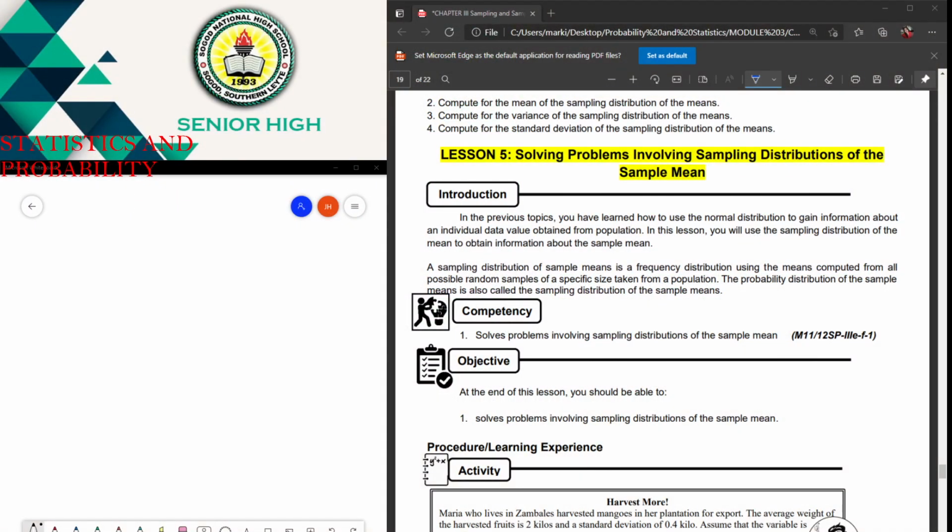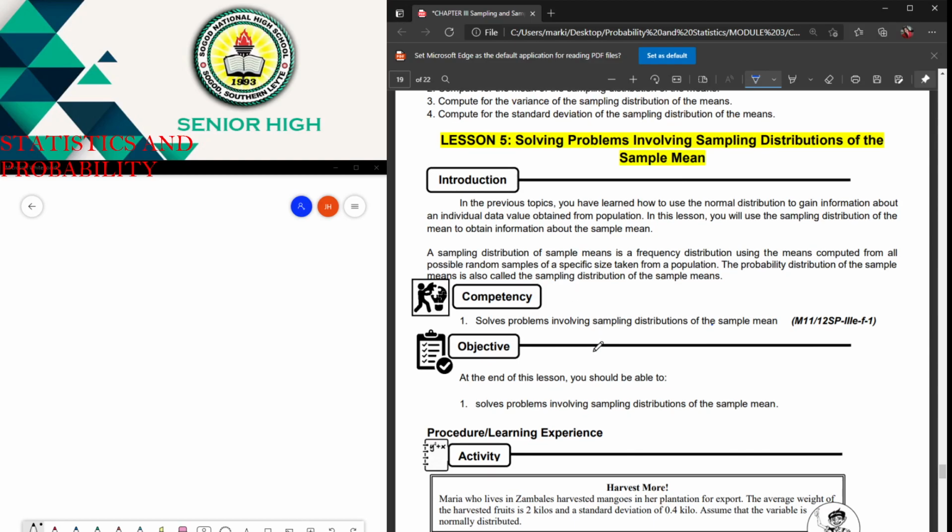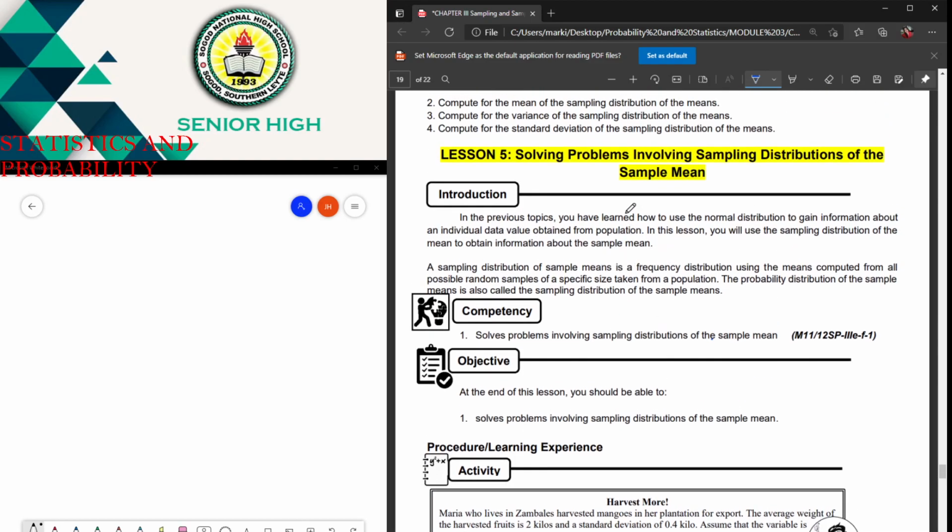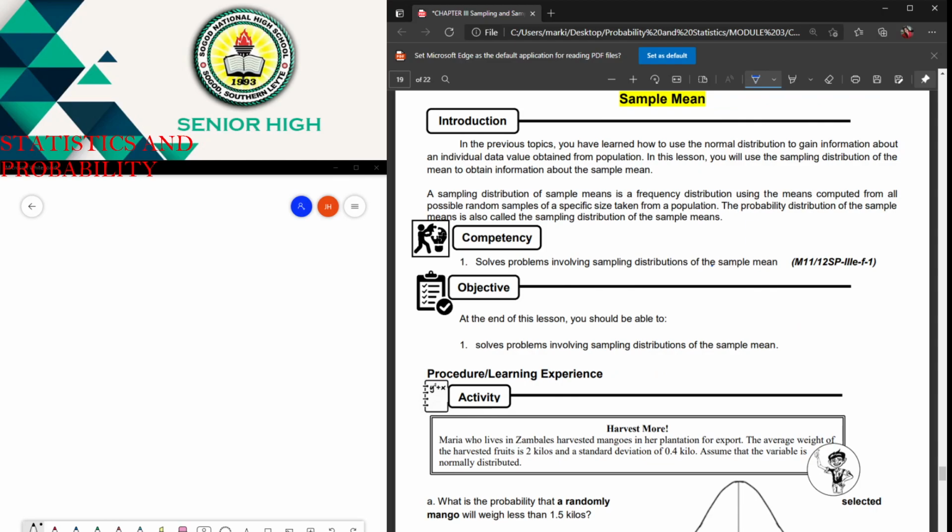Hello, so I'm back with our last lesson for this chapter 3, which is solving problems involving sampling distributions of sample mean. So we're talking here more about the application of the central limit theorem. In the previous topic, you learned how to use the normal distribution to gain information about the individual data value obtained from a population. In this lesson, you will use the sampling distribution of the mean to obtain information about the sample mean.